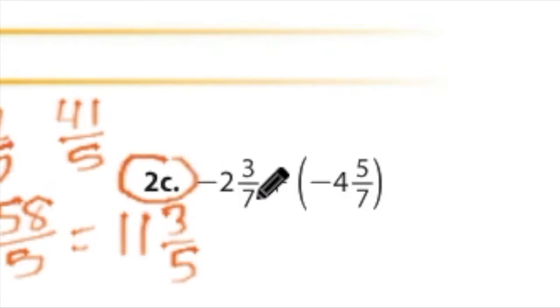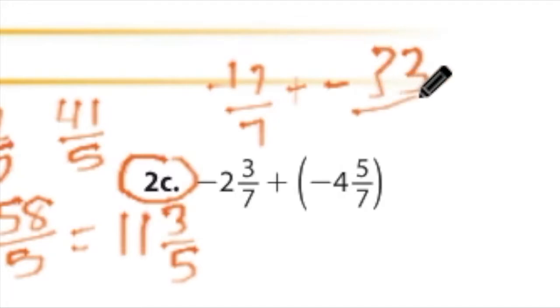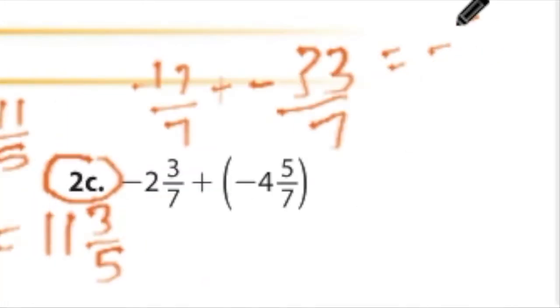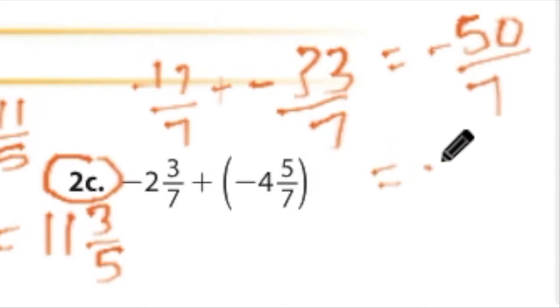While that alternative method maybe wasn't designed for that type of problem, I think it is designed for this type of problem when we have negatives. 2 times 7 is 14, plus 3 is 17, so negative 17/7, plus a negative. 4 times 7 is 28. 28 plus 5 is 33, 33/7. Negative 17/7 plus negative 33/7 will be negative 50/7, and that is equal to negative 7 1/7.